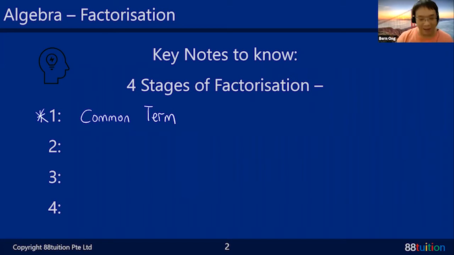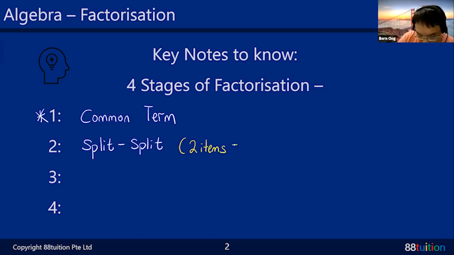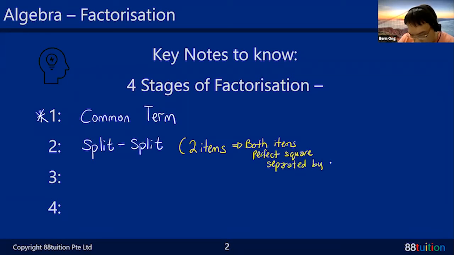Stage number 2, this is what I call split. Factorization by split. Your school teacher may not like it. Your school teacher might say factorization using rule 3. But I don't like it so long, so I call it split. And for split, what's so special here? Split is for 2 items. That is the condition. What are the items? Later I show it to you. 2 items and both items must be what? Both items are perfect square. And not only that, they are separated by a minus sign. It must be a minus sign.